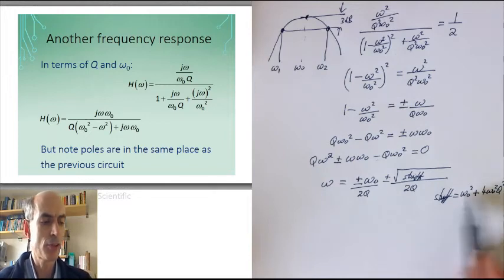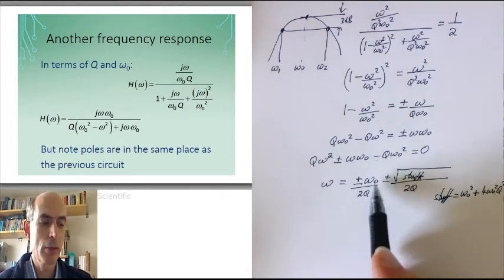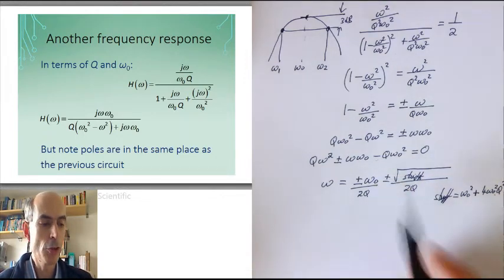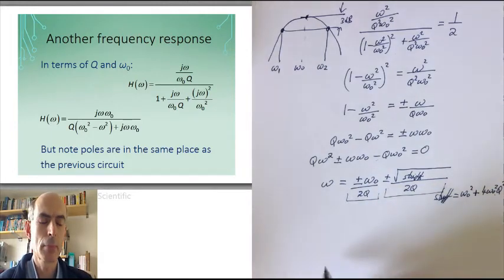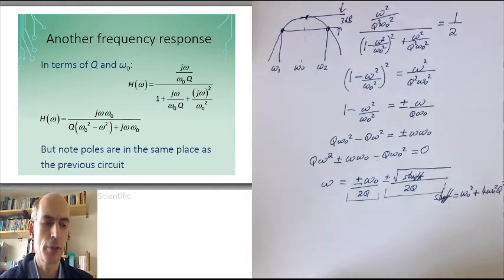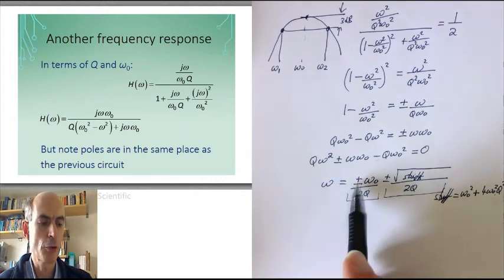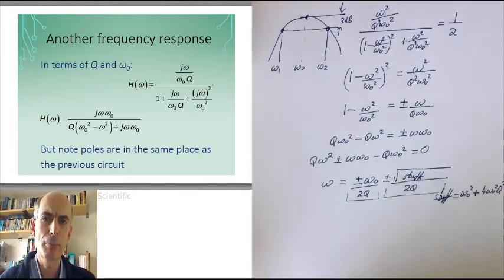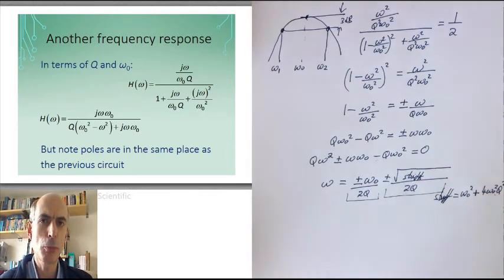The point about this is that it's always bigger than omega naught squared, which means the square root of it is always going to be bigger than omega naught. So this term here is bigger than this term here. Now, I've got a total of 4 different roots of this equation, and 2 of those roots are going to be positive frequencies, and 2 of those roots are going to be negative frequencies. I'm only interested in the positive frequencies.